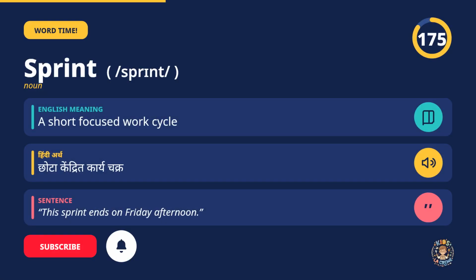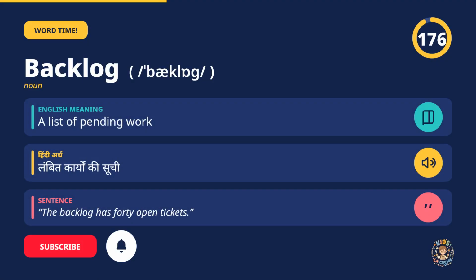Sprint, a short focused work cycle. This sprint ends on Friday afternoon. Backlog, a list of pending work. The backlog has 40 open tickets.